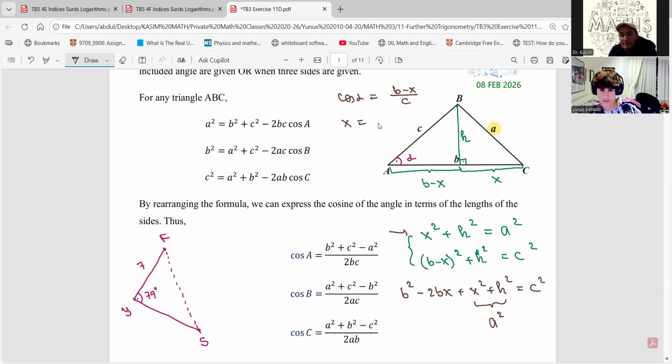We multiply by C, right? C times cosine of alpha equals b minus X. So X is b minus c times cosine of alpha. Can you see that? I multiplied both sides by C and moved X to the left.